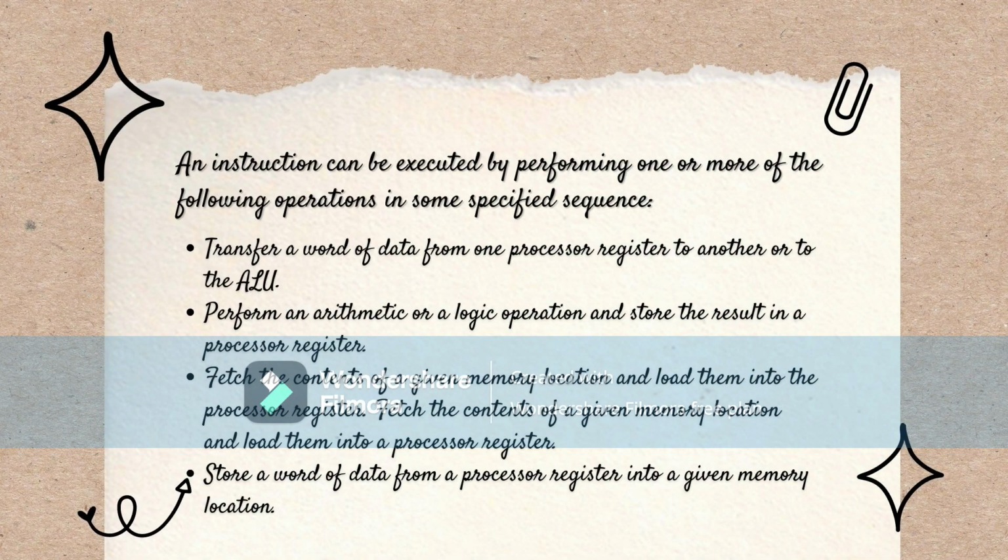Now that we have understood the basic components in the processor and the steps to execute an instruction, let us look at how we can execute an instruction. This can be achieved by performing one or more of the following operations in some specified sequence. Transfer a word of data from one processor register to another or to the ALU. Perform an arithmetic or logical operation and store the result in a processor register. Fetch the content of a given memory location and load it into a processor register. Store a word of data from a processor register into a given memory location.